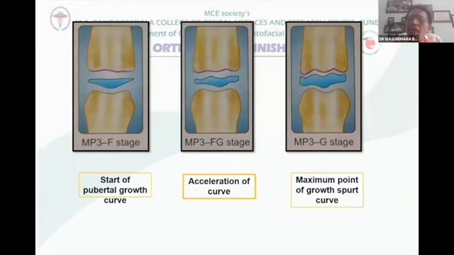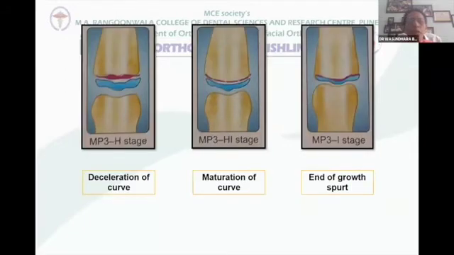But later on, at the G stage also, the maximum point of the growth spurt curve is there before the capping and fusion of the epiphysis with the diaphysis take place. So you have growth in hand, and your appliances work well during this period.